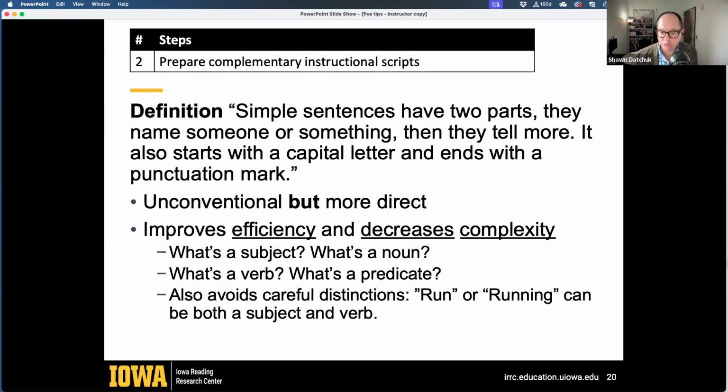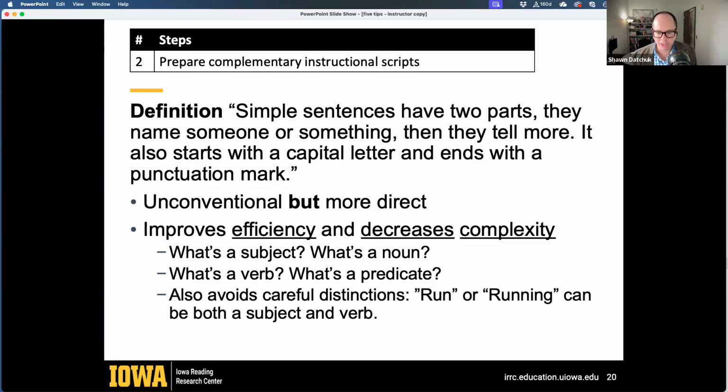So simple sentences have 2 parts. They name someone or something, one. Then they tell more. Starts with a capital, has an end mark. Now, this is unconventional, but it is direct. So it arguably improves efficiency and it makes it easier or quicker for students to latch on to what's involved in a simple sentence because it decreases the complexity. So here would be a specific example.